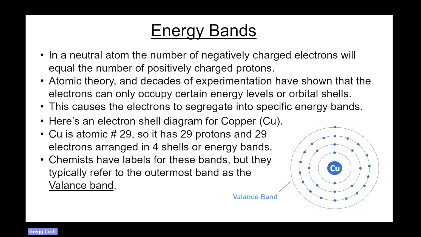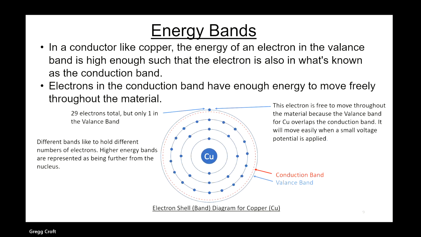Chemists have names for all these bands. However, they typically refer to the outermost band as the valence band. You'll hear that term thrown around a lot, but it's the outermost band in the electron shell. In a conductor like copper, the energy of an electron in the valence band is high enough such that the electron is also in what's known as the conduction band. Electrons in the conduction band have high enough energy to move freely throughout the material.